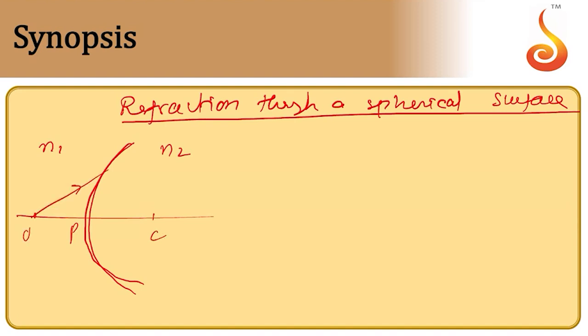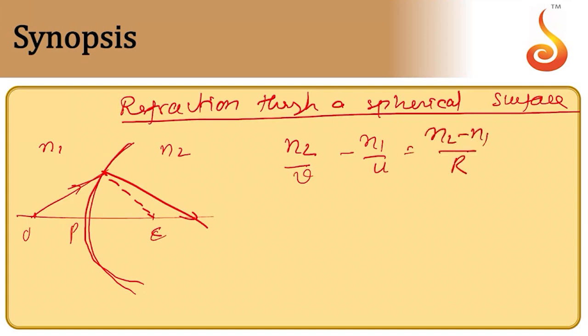So I'll show an approximate representation. The center of curvature is here. So this is the representation. And remember, the equation for refraction at a spherical surface is given like this: n2 divided by v minus n1 divided by u is equal to n2 minus n1 divided by r. And v, u and r are to be kept with the sign like this.